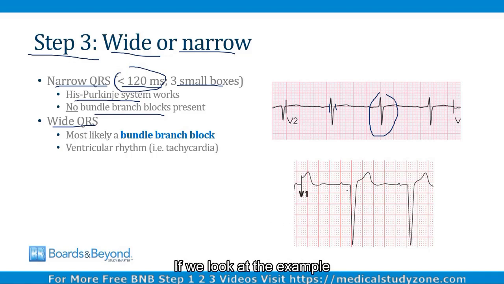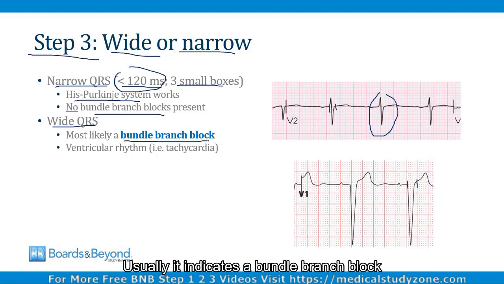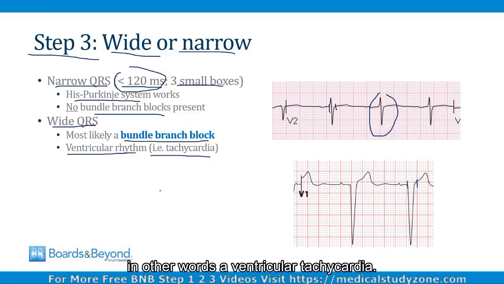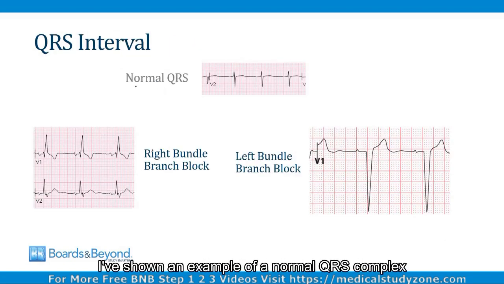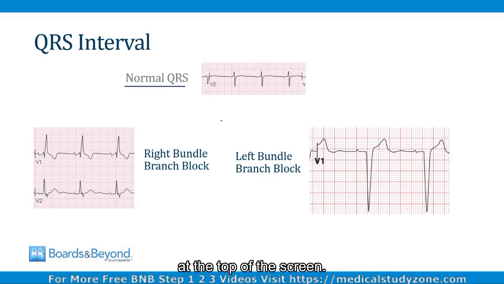If we look at the example on the bottom right side of the screen, this is a patient with a left bundle branch block. Note that the QRS complex begins here and it ends about here. It's about 3 to 4 small boxes wide, which is prolonged, and that means that something is wrong with the conduction system. Usually it indicates a bundle branch block, and I'll talk more about this in a second. The other thing it can indicate is a rhythm that is being generated from the left or right ventricle itself, in other words, a ventricular tachycardia. So once again, I've shown an example of a normal QRS complex at the top of the screen.